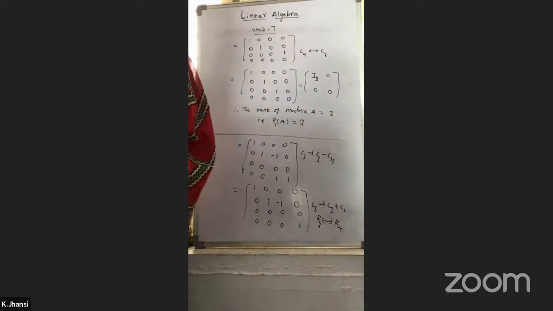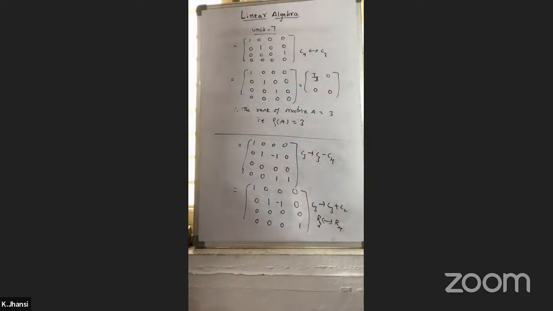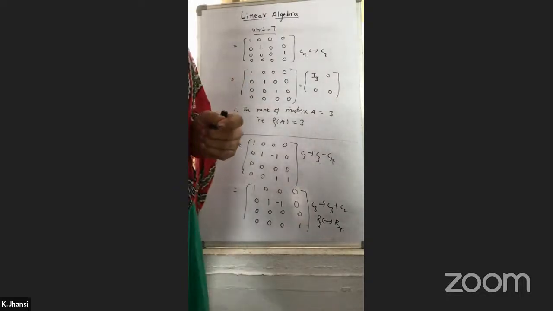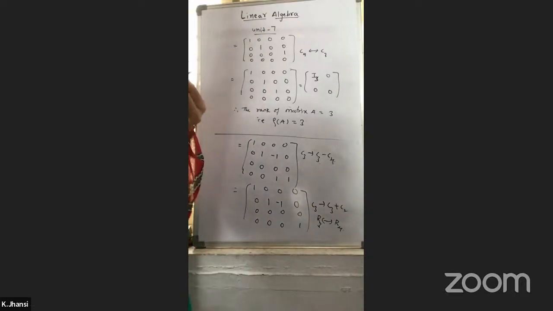Next, we have finding the solution for the system of linear equations. For that, we will also need the rank of the matrix. In that, homogeneous linear equations and also non-homogeneous linear equations will be there. For that, we need to find the rank of the matrix.